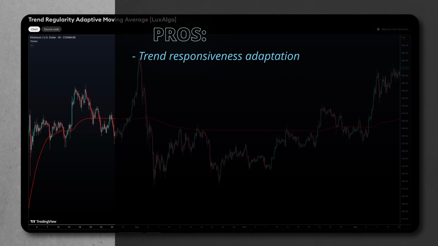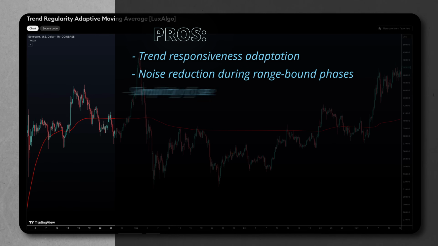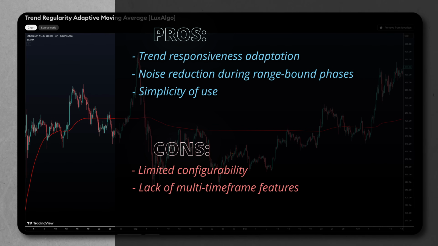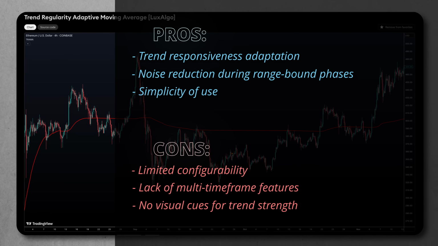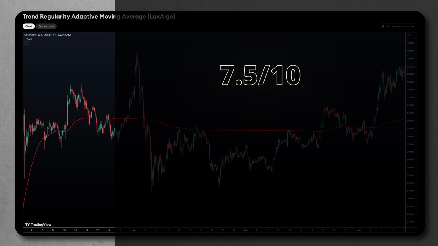Pros: trend responsiveness adaptation, noise reduction during range-bound phases, simplicity of use. Cons: limited configurability, lack of multi-time frame features, no visual cues for trend strength. Ranking: 7.5 out of 10.